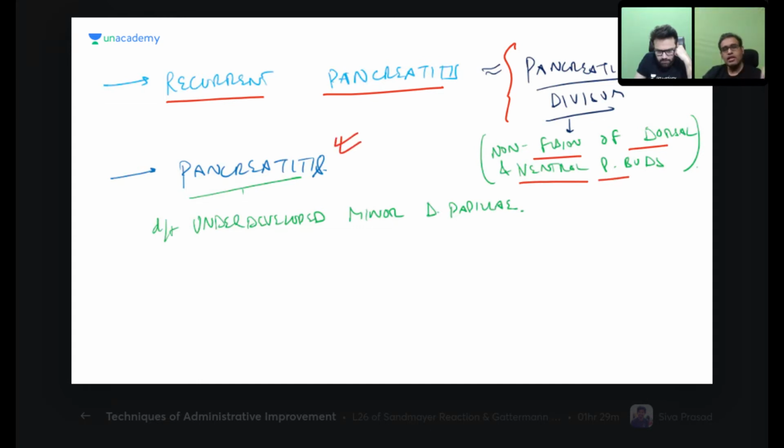It is written due to underdeveloped minor duodenal papillae. That is also a theory. It is also one of the causes. If a patient develops pancreatitis, just imagine an organ having two exit openings, still it is getting inflamed. Still, it is not able to drain itself. There has to be some problem with it.